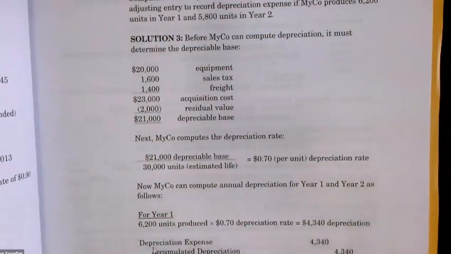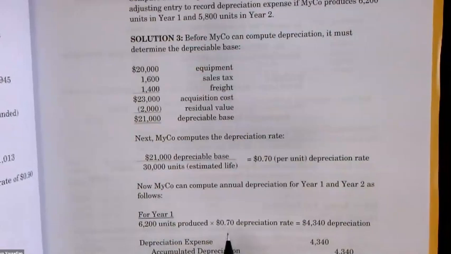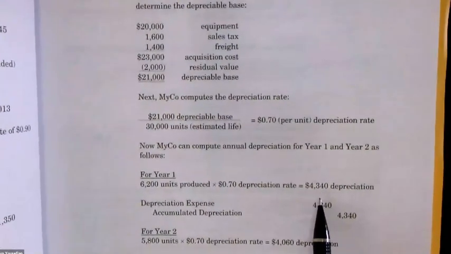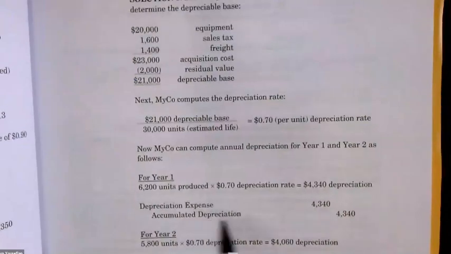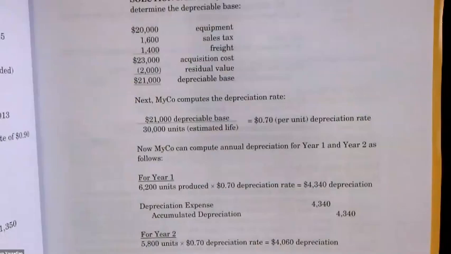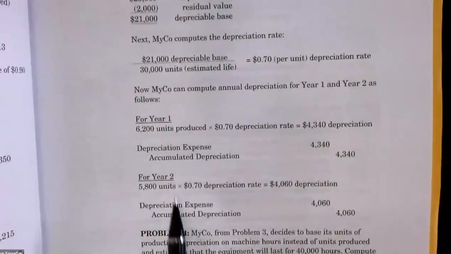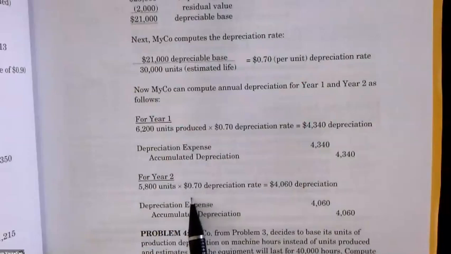So let's say in year one, you produce 6,200 units. So 6,200 units times the 70 cents rate of depreciation, then you need to recognize $4,040 for depreciation. That will be the depreciation expense debit, accumulated depreciation credit for the equipment. Year two might be totally different because let's say you produce only 5,800 units. So again, times the same depreciation rate, and you do the journal entry again.